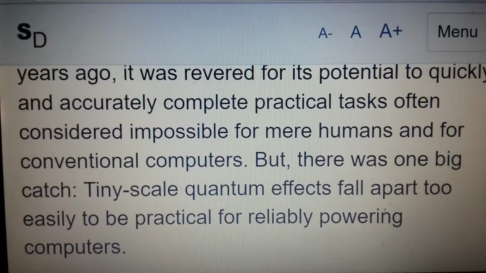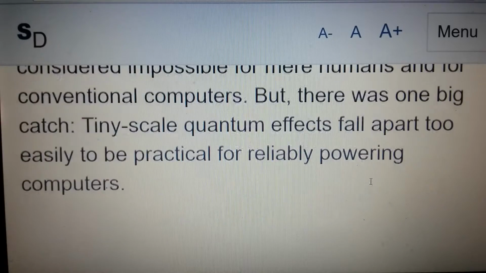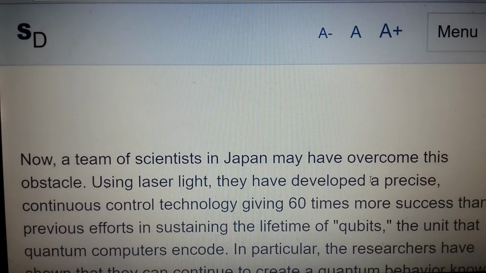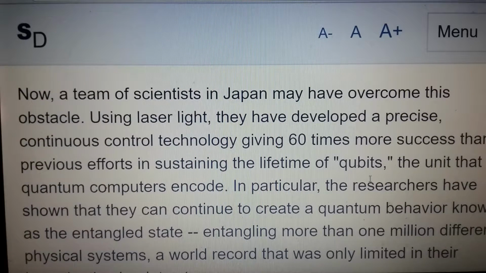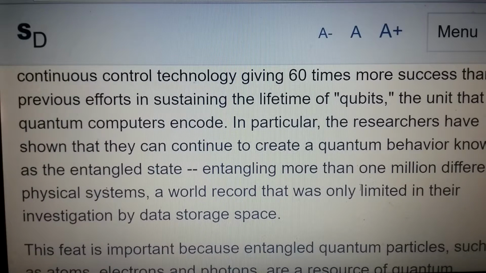But there was one big catch. Tiny scale quantum effects fall apart too easily to be practical for reliably powering computers. Now, a team of scientists in Japan may have overcome this obstacle. Using laser light, they have developed a precise continuous control technology giving 60 times more success than previous efforts in sustaining the lifetime of qubits, the unit that quantum computers encode. In particular, the researchers have shown that they can continue to create a quantum behavior known as the entangled state, entangling more than 1 million different physical systems, a world record.